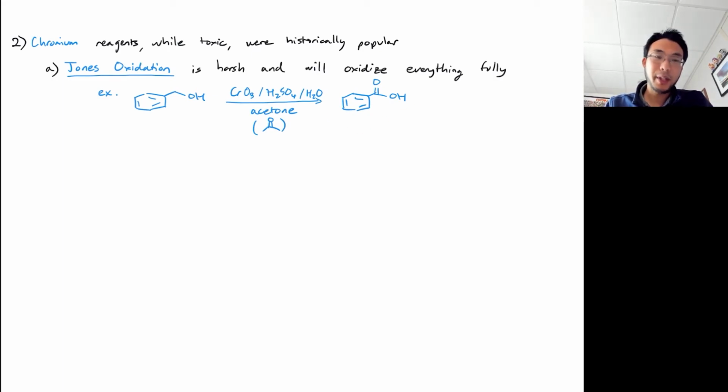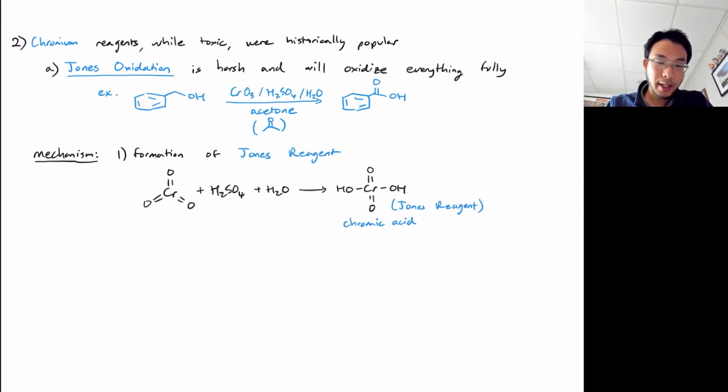The mechanism for this reaction will be analogous to what we just looked at, in that we first have to form, in situ or during the reaction, a reagent or actual active species. That happens by having chromium trioxide get protonated by sulfuric acid and then be nucleophilically attacked by water, getting you overall to chromic acid. So the chemistry here is very analogous to carbonyl addition chemistry.